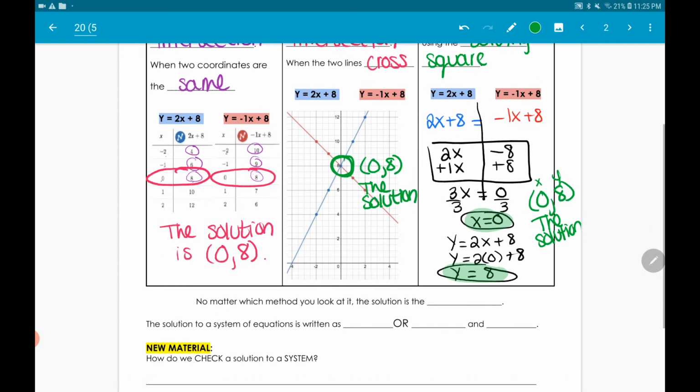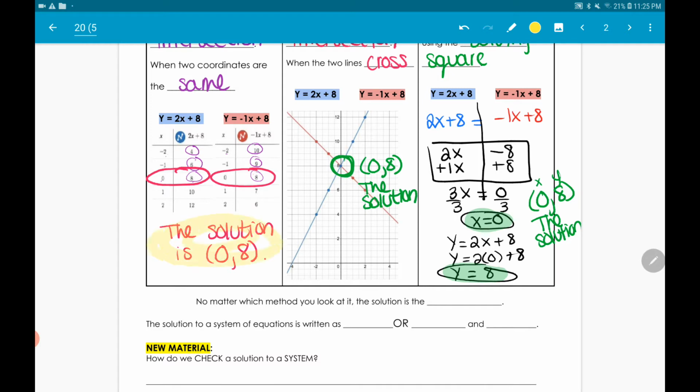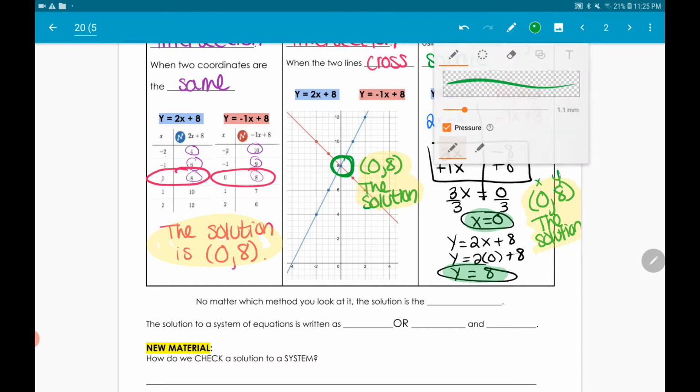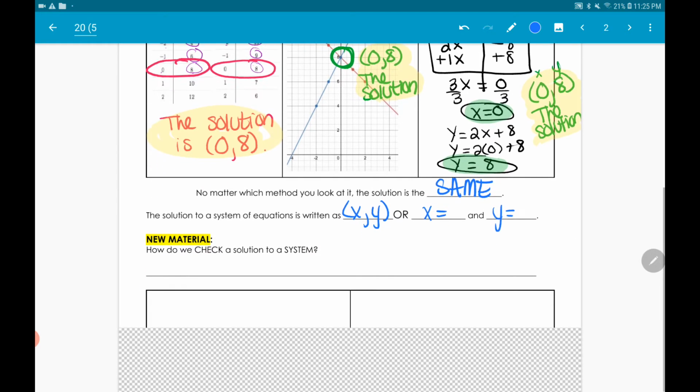All right, so what you should remember from that is that no matter which way I solve, so whether I do it from a table, I got the solution 0, 8. The graph, I also got that as the solution. And then algebraically, I also got the solution. So no matter what way you solve, your solution is always going to be the same. And we write our solution as a coordinate, x comma y, or we say x is equal to some number and y is equal to some number. Okay? All right, so here's what's going to be new.